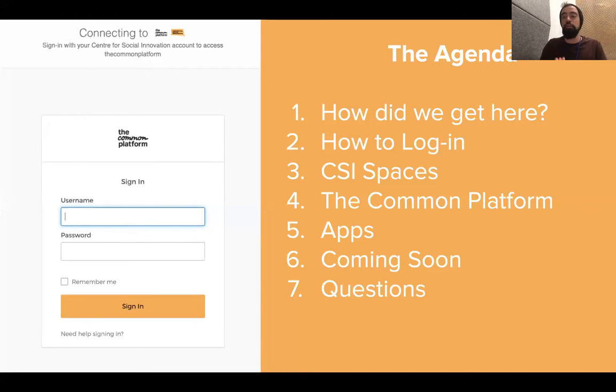We'll then jump into the nuts and bolts of how to log in, because the first step of logging in is a little more difficult than everything after that. Then we'll go through the two platforms, CSI Spaces and the Common Platform. I'm going to briefly talk about how you can also download these as apps and use them on your phone. We have a couple slides about some of the cool features coming in the near future, and then we'll get to questions.